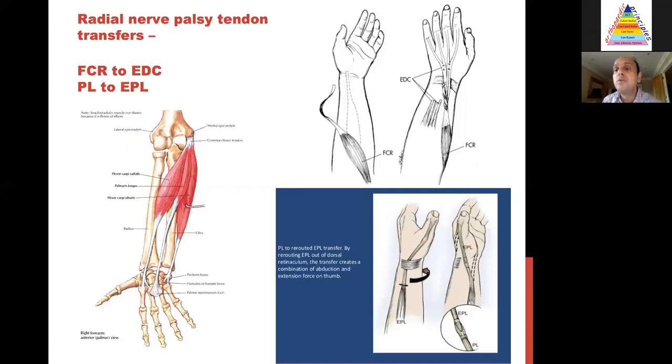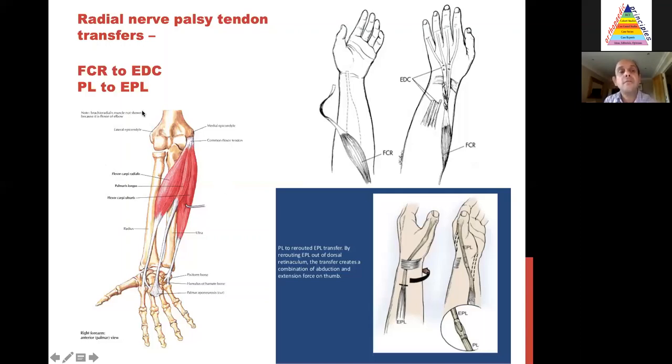And I would use my FCR as whole thickness, not just half of it, for my trapeziectomy and ligament reconstruction tendon interposition. And I've not noticed a patient come back with any problems with flexion. So FCR is a very expendable tendon.